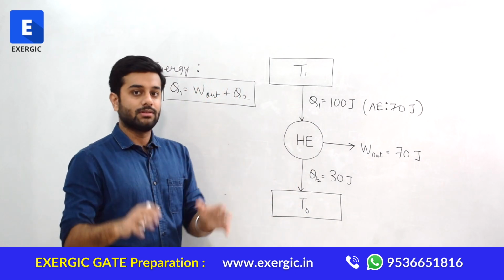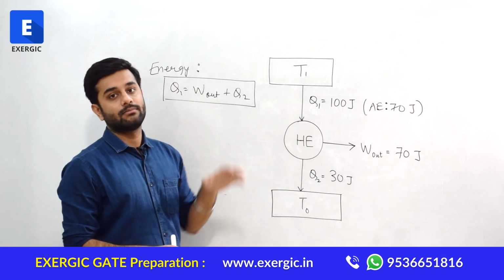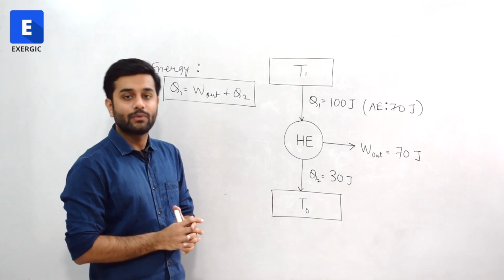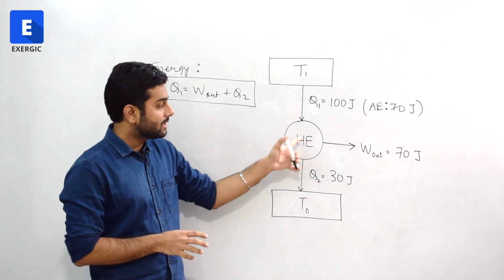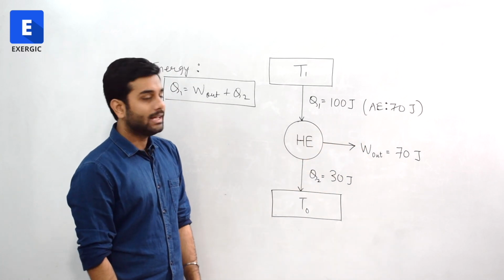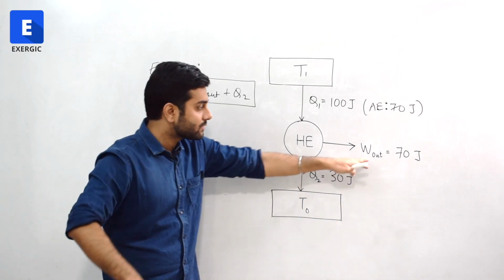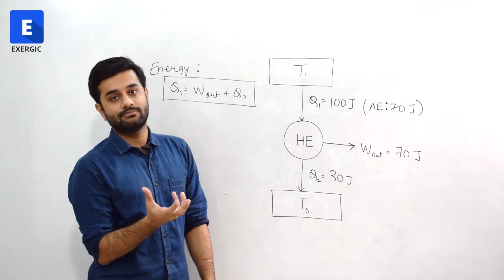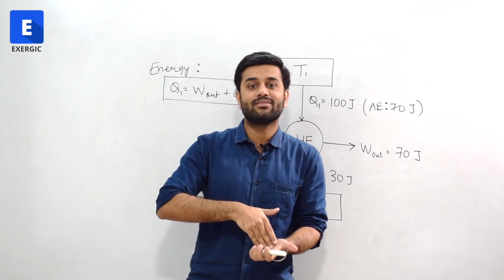But suppose this is a reversible heat engine, in reality also. What will happen in that case? Obviously the work output will also be 70 in that case, right? Tell me how much is the availability of this work output. Availability of work is equal to work itself.